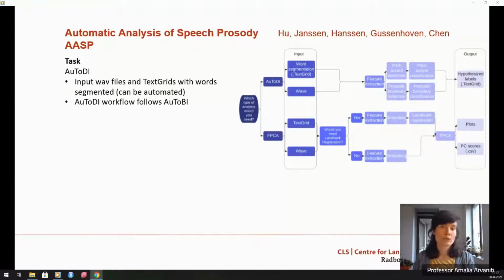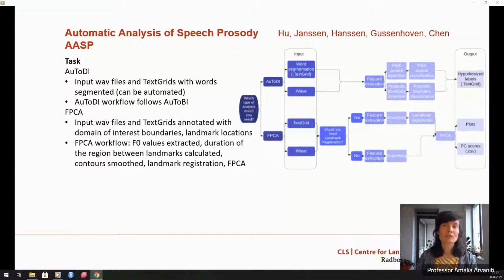For the AuToBI module, it requires WAV files and text grids with words segmented. This is the same as AuToBI, which I described before. It also follows the AuToBI workflow. A special model has been trained for Dutch, so it is looking for particular phonetic features that are relevant for Dutch and using the Dutch AuToBI framework for assigning labels.